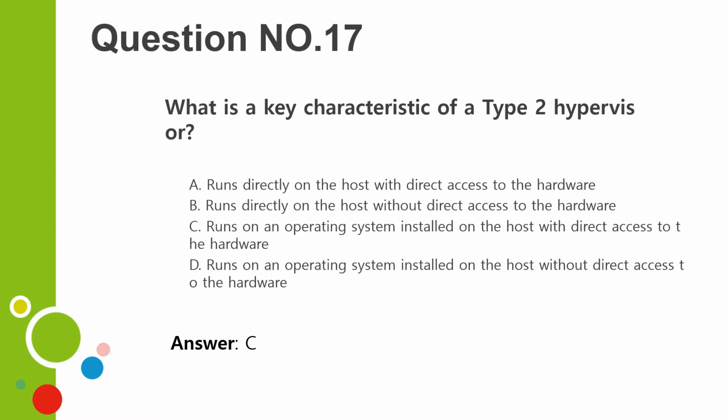Question number 17. What is a key characteristic of a Type 2 hypervisor? A. Runs directly on the host with direct access to the hardware. B. Runs directly on the host without direct access to the hardware. C. Runs on an operating system installed on the host with direct access to the hardware. D. Runs on an operating system installed on the host without direct access to the hardware. Answer, C.